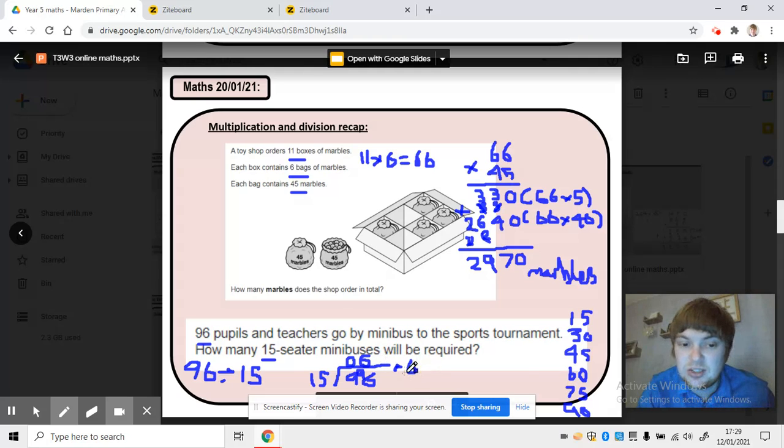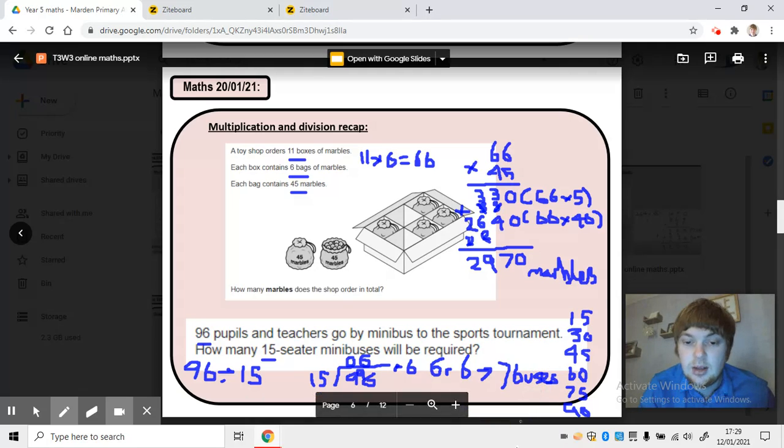That means there's 6 pupils potentially, or 6 teachers left behind. So what are we going to do? Well, we're going to need an extra bus. So it's 6 remainder 6, but in this context we round, so we would have 7 buses, and that part is key for what we're doing here.